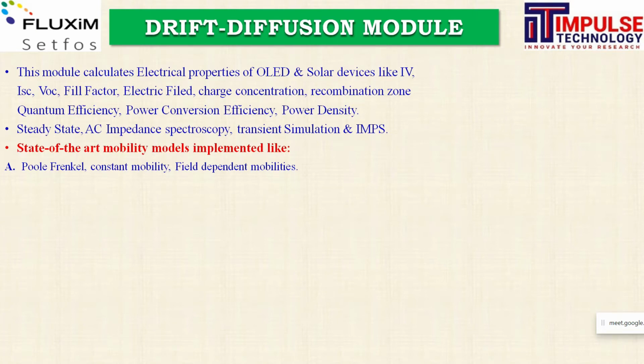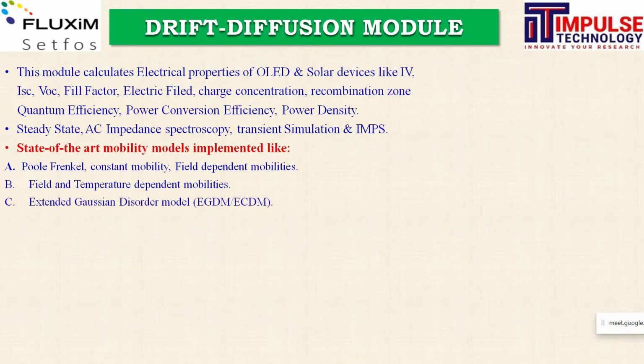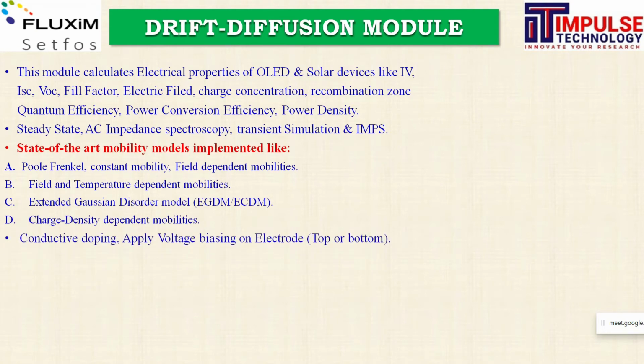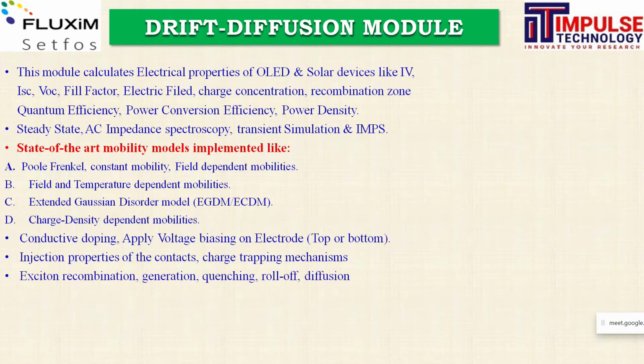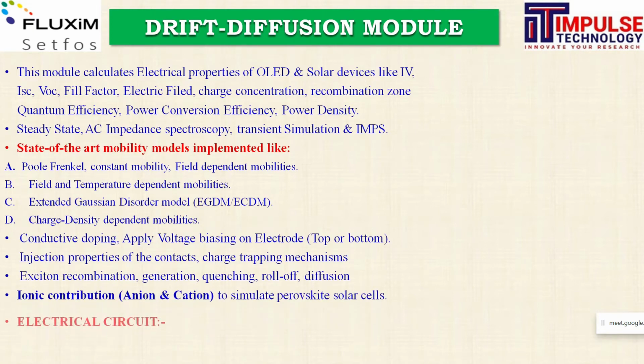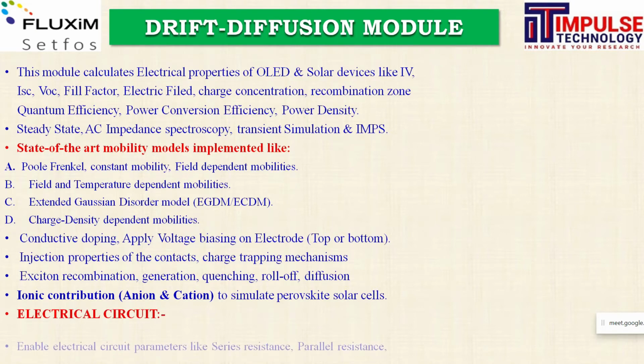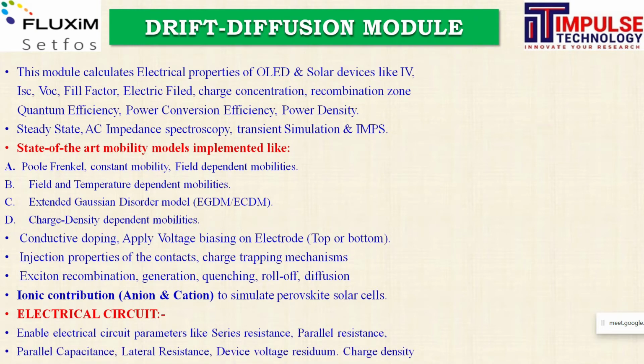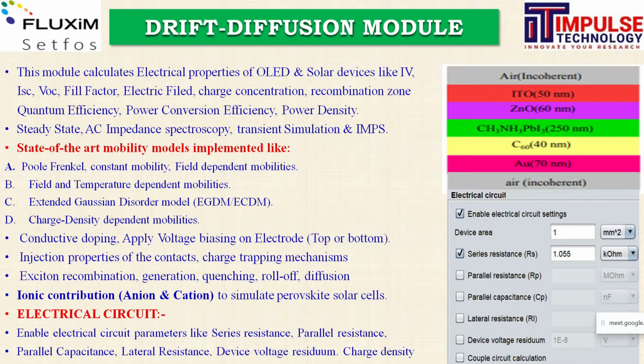So some organic mobility models: Poole-Frenkel, constant, field dependent, time dependent, temperature dependent, extended Gaussian correlated mobility models, charge dependent, density dependent mobility models, conductive doping models, voltage biasing, boundary conditions, thermionic boundary conditions, ohmic boundary conditions models, injections, ionic injection property, charge trapping mechanism models, exciton recombination, generation, quenching, roll-off diffusion models, ionic contribution, anion and cation models. Along with that, electrical circuit models are there.